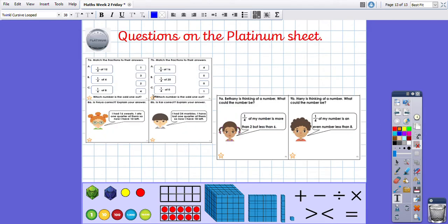And platinum, your questions, you've got some matching questions. So you've got a quarter of a number and then the answers you need to match up. You need to decide if the children are correct and explain your answer. And you've also got one of those backwards questions where they're thinking of a number and you've got to work out what that number is.